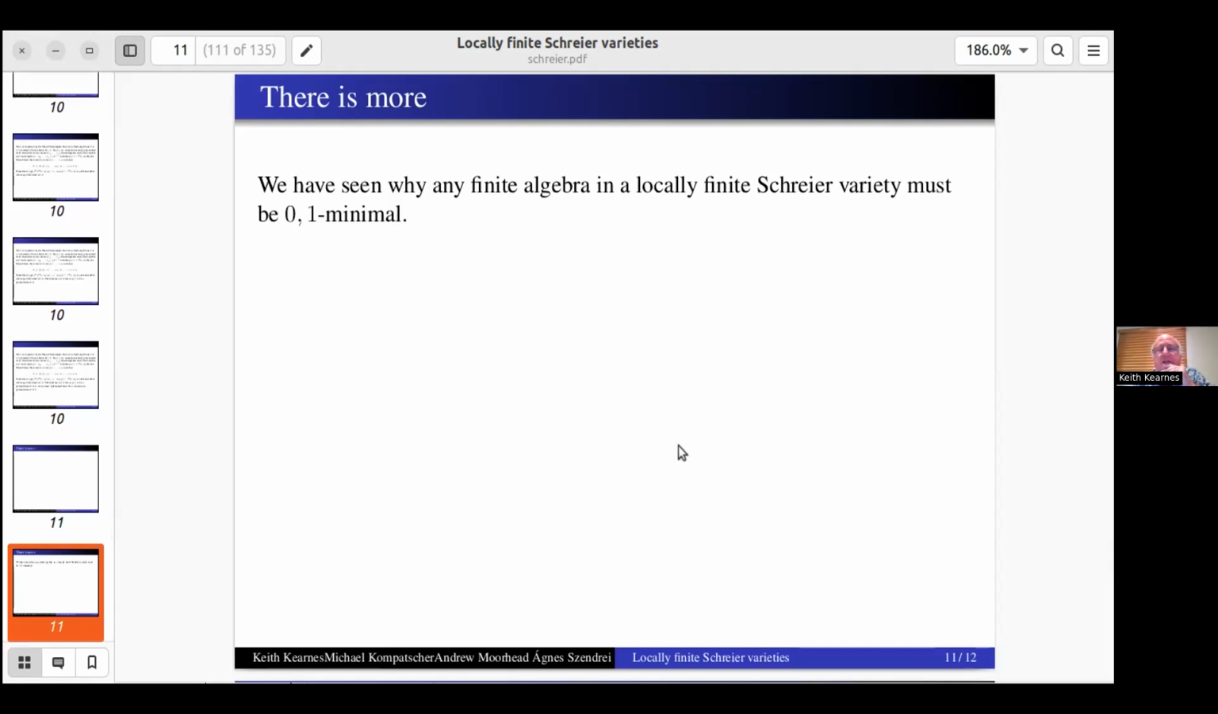We have seen that any finite algebra in a locally finite Schreier variety must be 0, 1 minimal. In fact, this is also going to be true for infinite algebras. If you have an infinite algebra, you can just examine it and see it will still be true that every non-constant unary polynomial will be a permutation or constant. Same kind of argument, really. When I applied the lemma to A, I didn't use local finiteness, so that A could have been an infinite algebra. Okay, so how do you prove the converse?